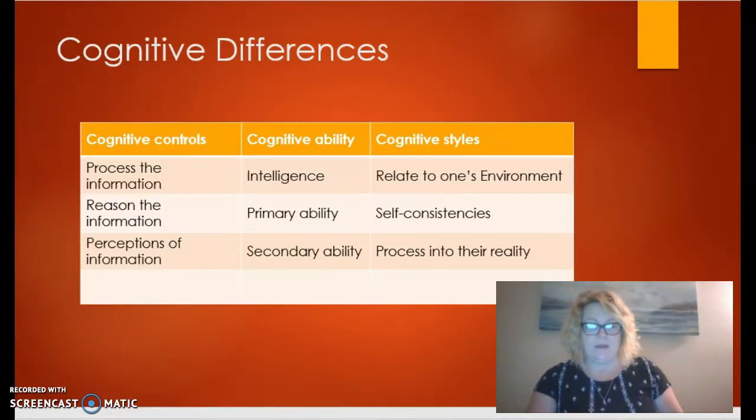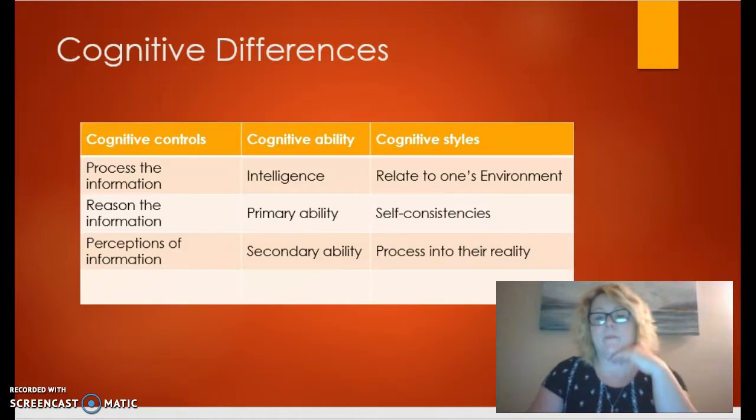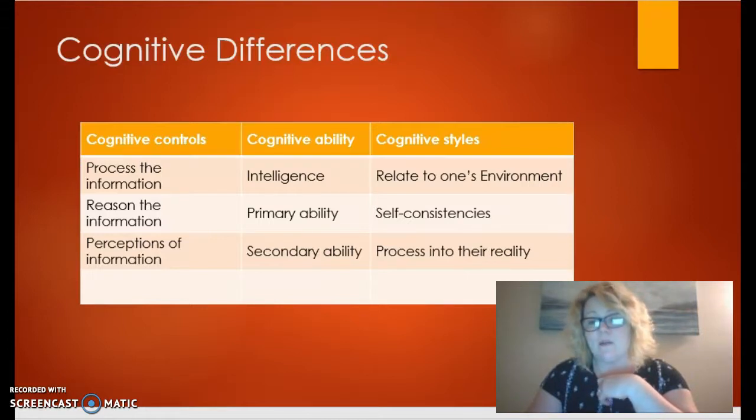We have to be able to process that information. With cognitive control, are we able to control how we're processing that information? Reason for the information: why do we need to learn this? Do we have control over it? If we have control over what we're learning, do we find reason with it? And then once again, go back to what is our perception of that information? What is the perception of it to us?